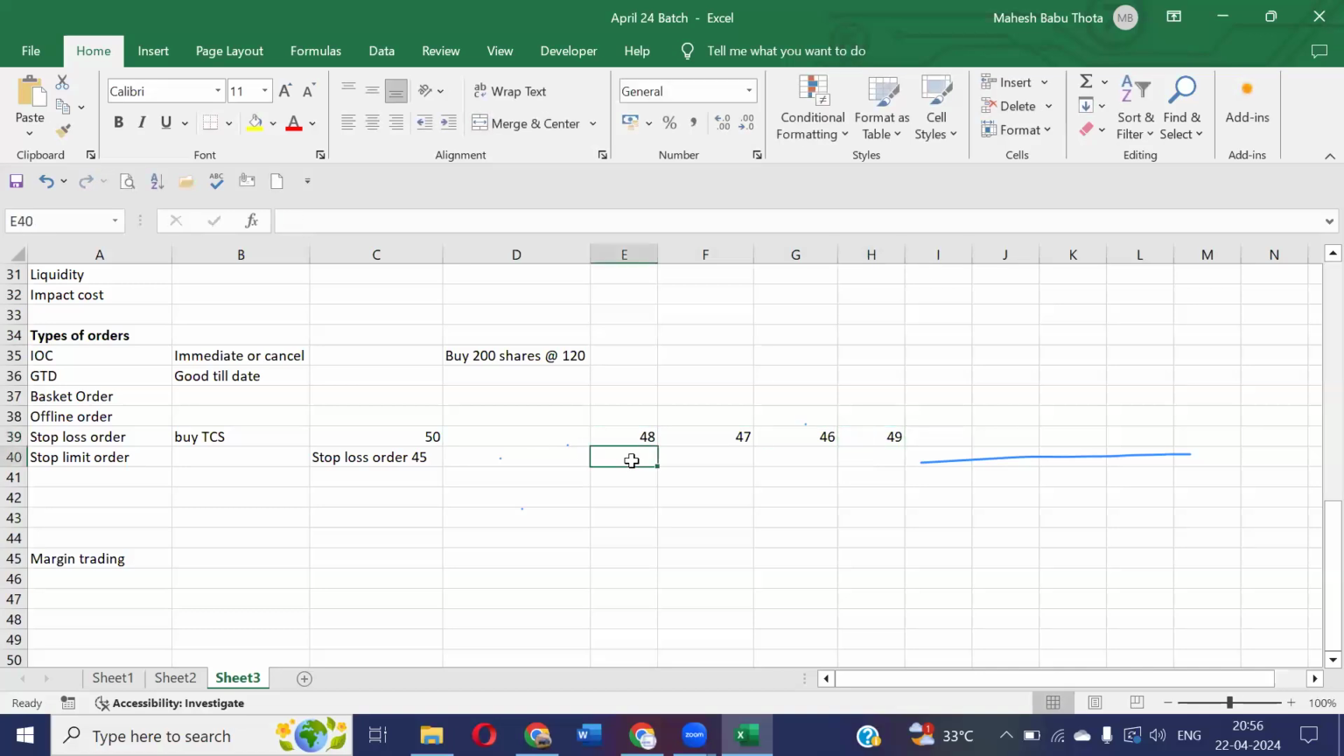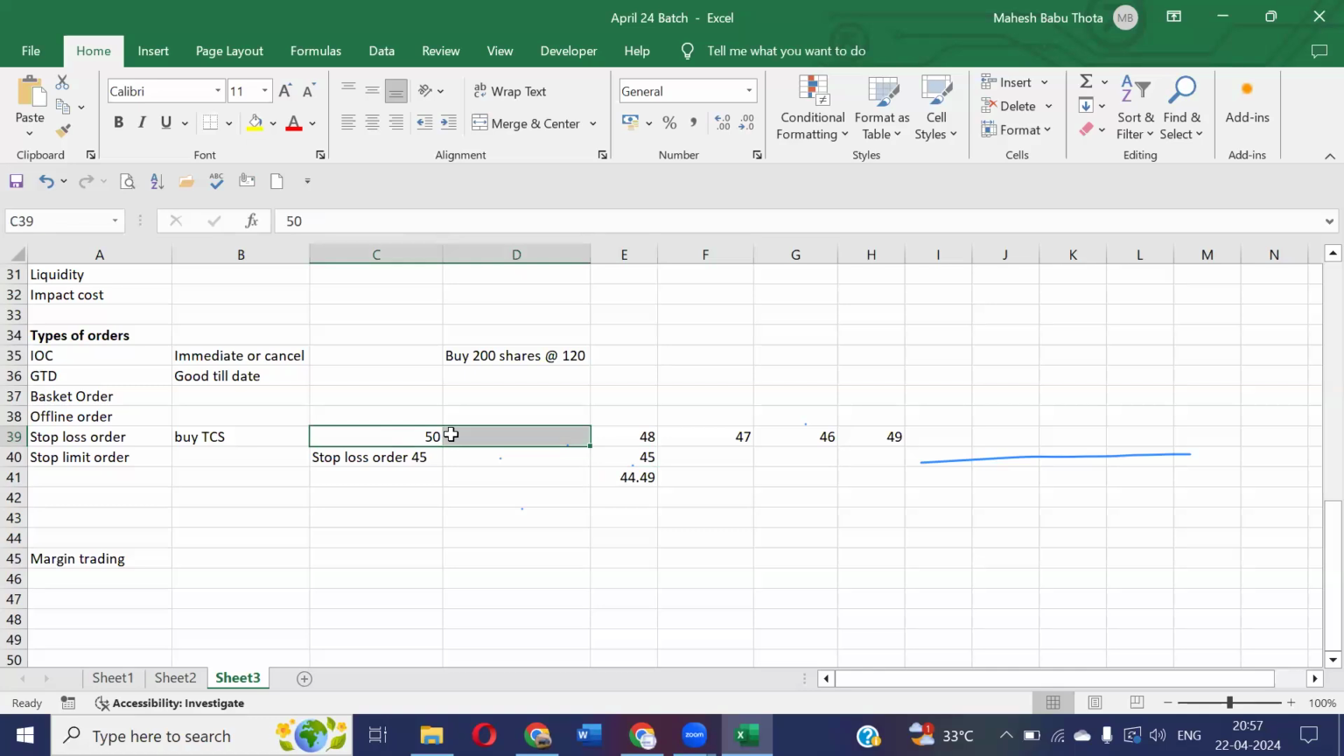The moment it touches 45, whatever the price available in the next minute, next second, whatever the order book has after this 45 triggering point, at that price the security will be sold. Suppose the next minute itself, the price is available at 44.49. The securities will be sold at 44.49 itself. Because once the trigger point has triggered, whatever the available price in the market, the securities will be sold at that price. This is called a stop loss order.